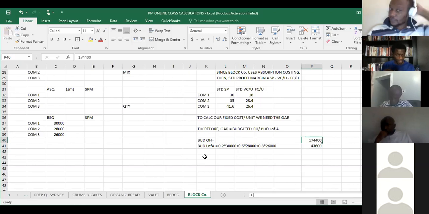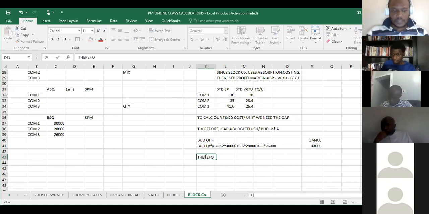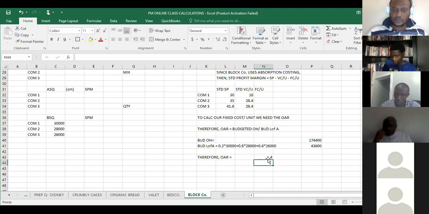So therefore, our OAR is equal to, we can come and put that figure. So it's equal to the budgeted overhead divided by the budgeted level of activity. 4. Wow. All right.